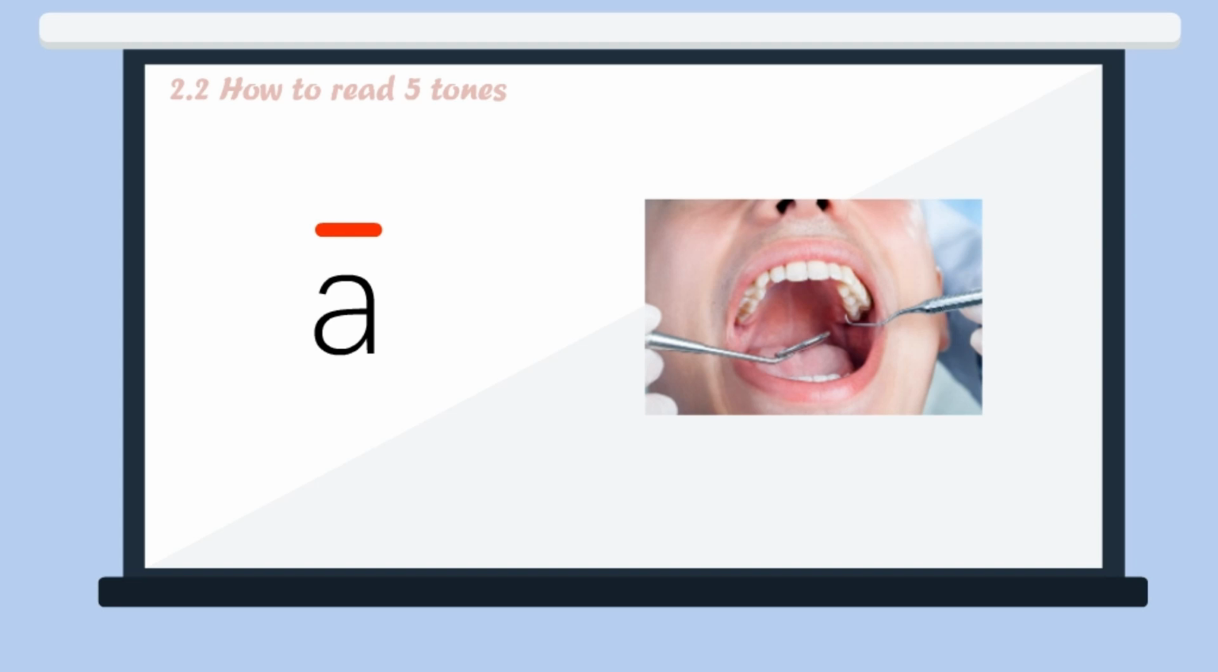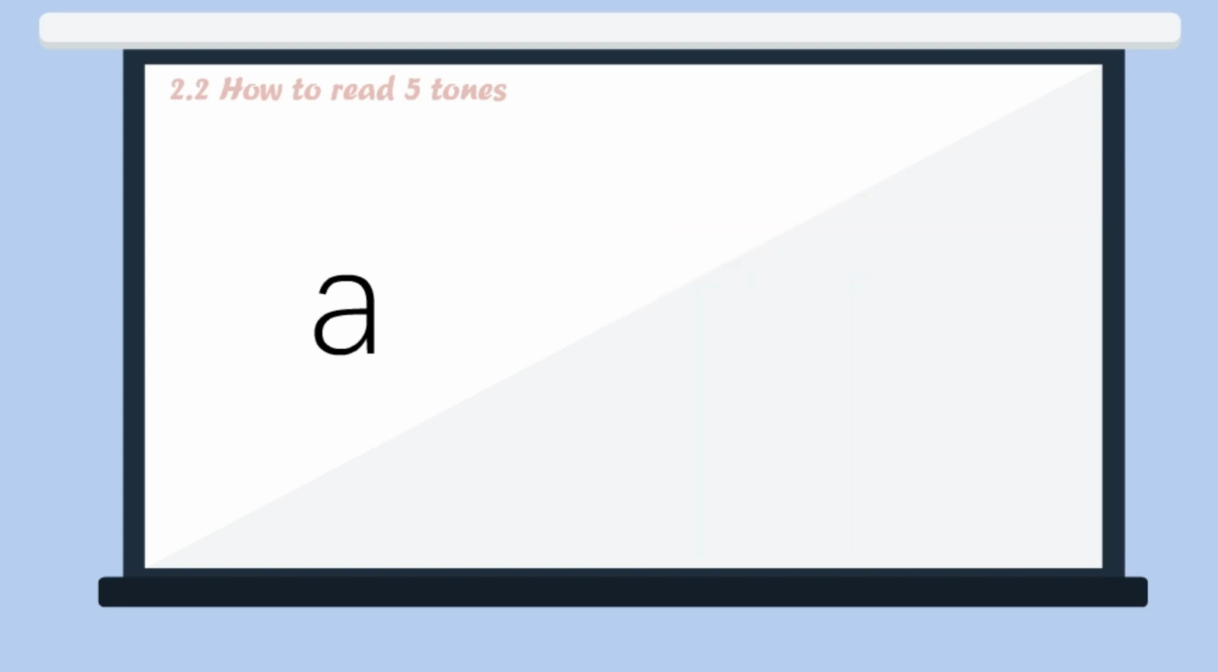Please repeat after me. Ah, ah, ah. A with the second tone is a rising tone. I would like to call it a question tone. Sometimes, when you didn't catch someone's talking or didn't get their meaning, you may say, ah? What did you say? Actually, it is like the second tone in Chinese. Please repeat after me. Ah, ah, ah.